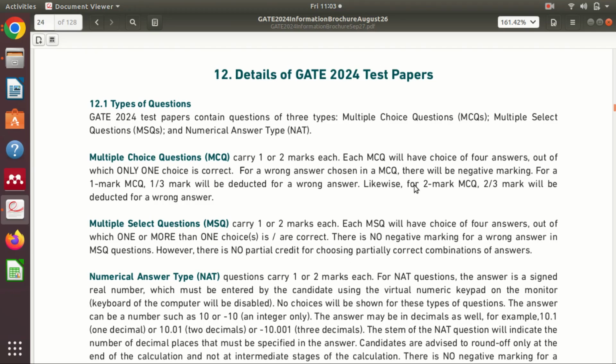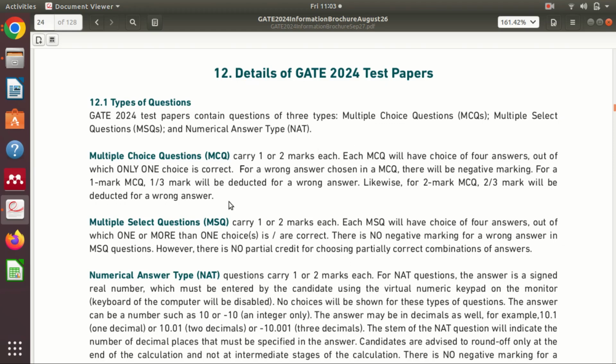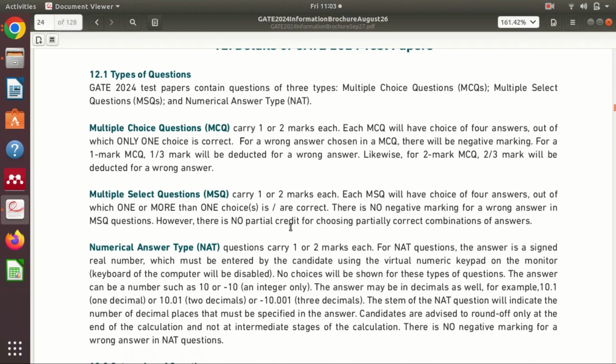Here on page number 24 we have the details of the test paper and what the types of questions are, how they will be, how MCQ will carry marks, and all these things are given. You can read here. Here we can see, especially for NAT type questions, we may have the correct answer as a total integer, or we can also have it like this. You can see here there is only 1 digit after the decimal point. Here there are 2 digits after the decimal point.